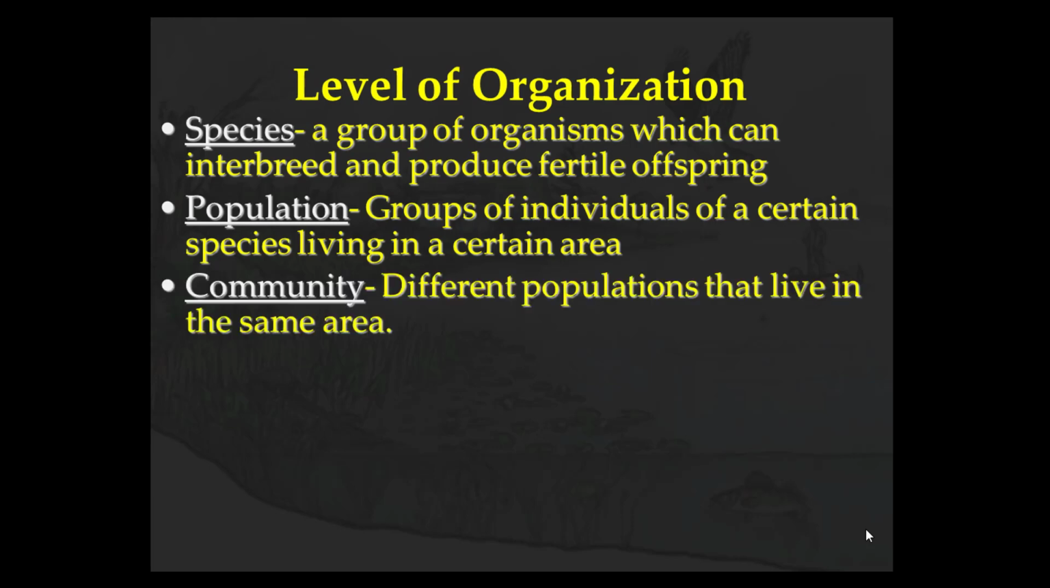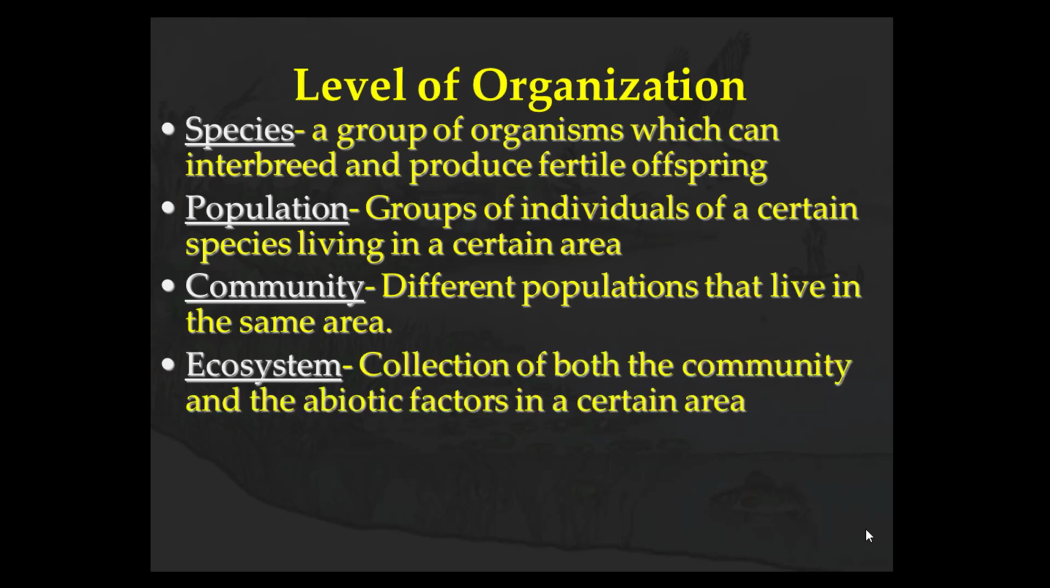Okay, community. When different populations interact and live in the same geographical area, it forms a community. For example, the community of a forest. Different populations live with each other, communicate with each other, feed on each other, and are interdependent upon each other. For example, a pond is also a community.